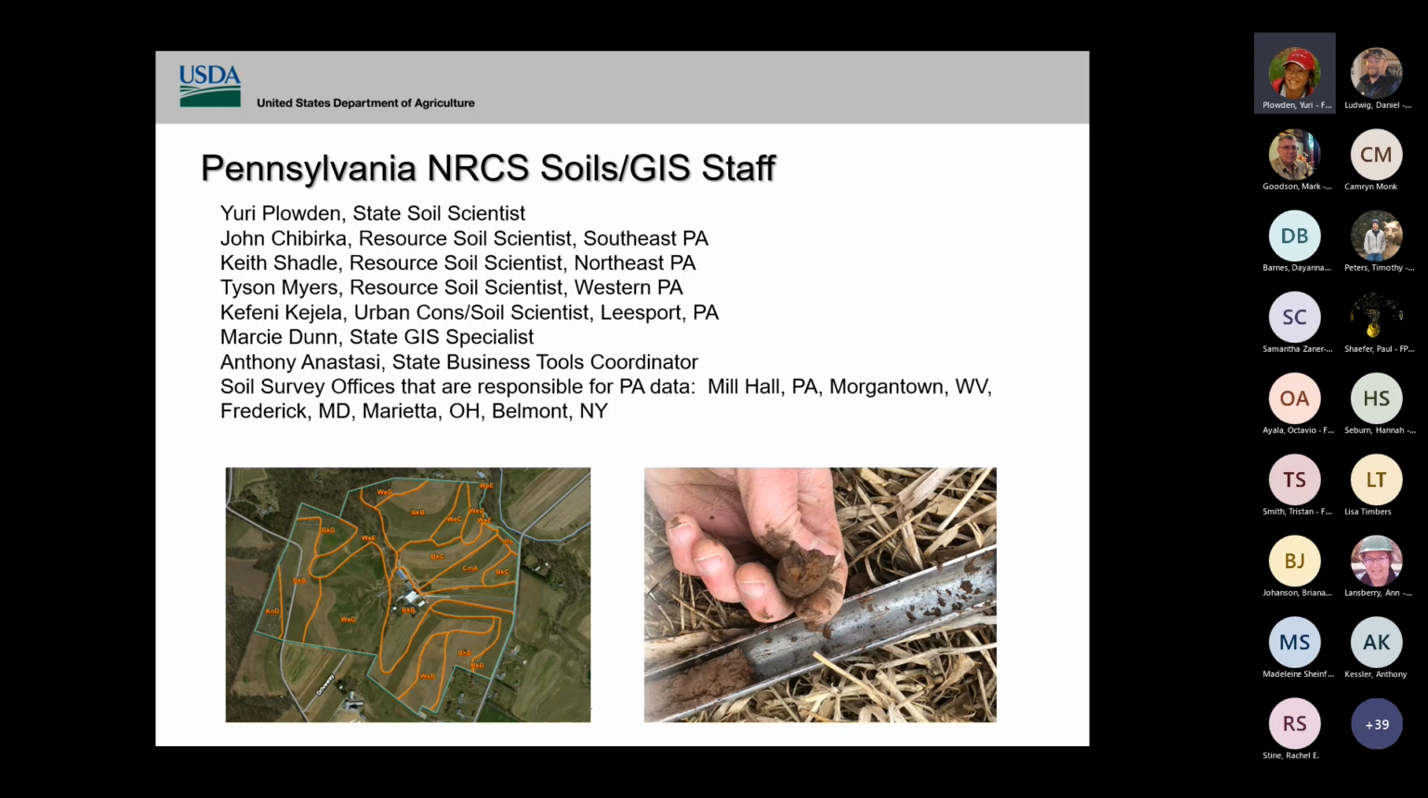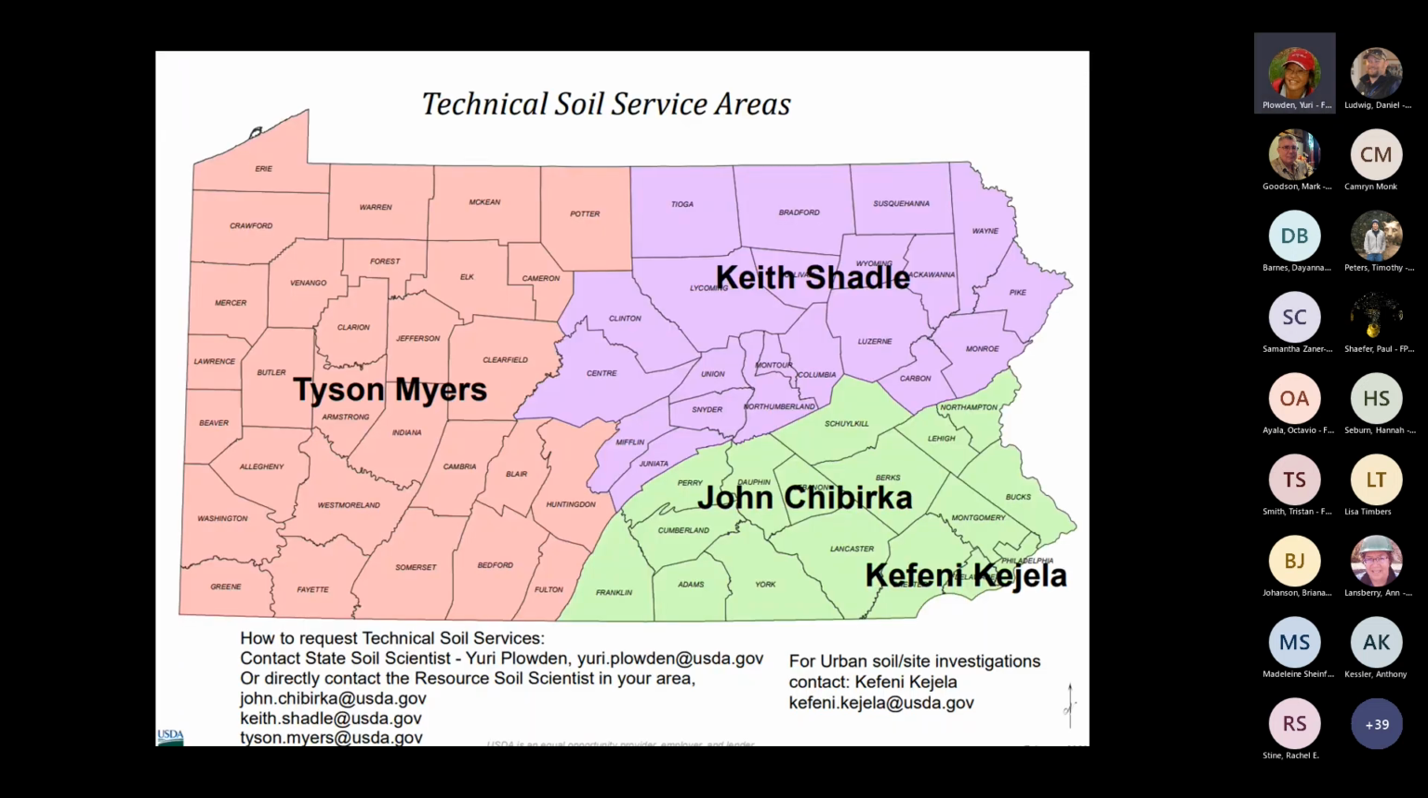The states used to control it all, and then they went to this MLRA model, and now it's kind of split up. So here are the technical soil service areas. There again, you see Tyson, Keith, John, and then Kafeni in the Southeast doing the urban stuff. This map and information was in one of the PA Weekly news updates, and if you would like this map, I can send it to you.